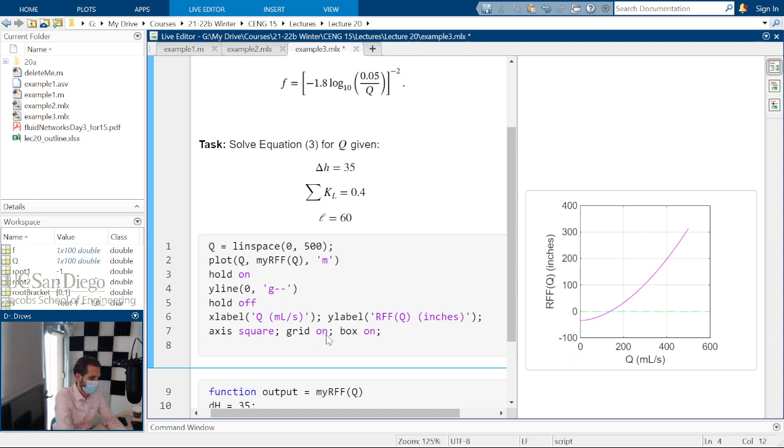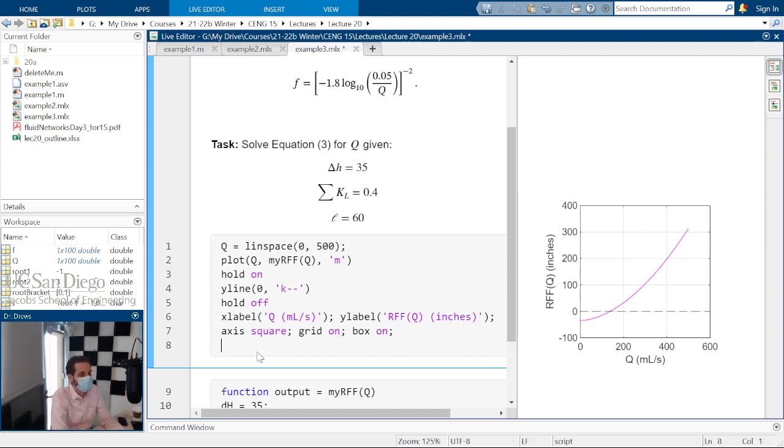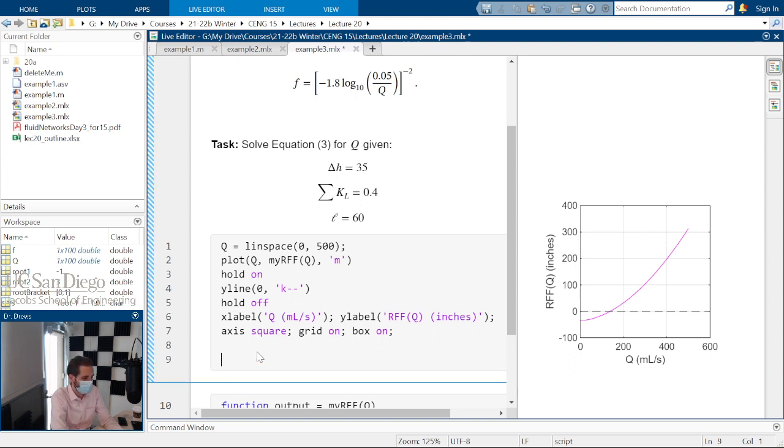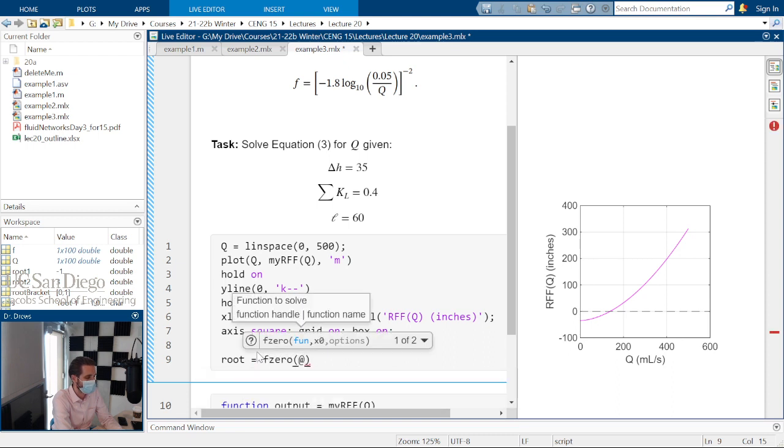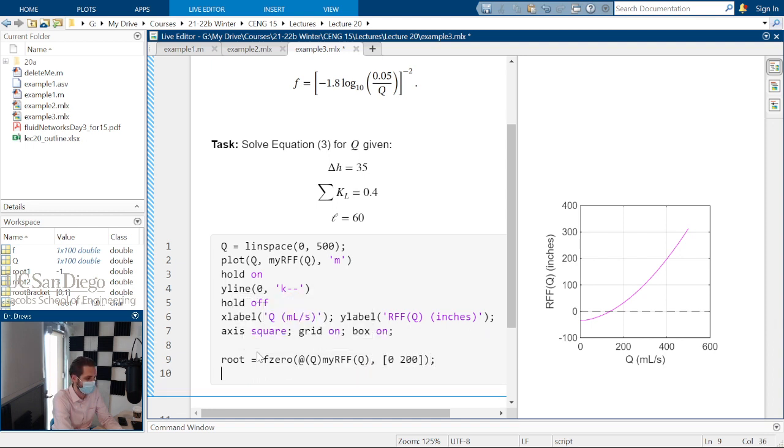I'm going to change the dashed line on there because I really doubt the folks on Twitch can see it. The dashed line crosses somewhere in between 0 and 200. So that's definitely good enough for bracketing. I'm going to use the bracketing approach here to say where our root is, although a guess of somewhere around 200 would probably be sufficient. So I will say that my root is F0 at this time Q of my RFF of Q. And I think it's somewhere in between 0 and 200.